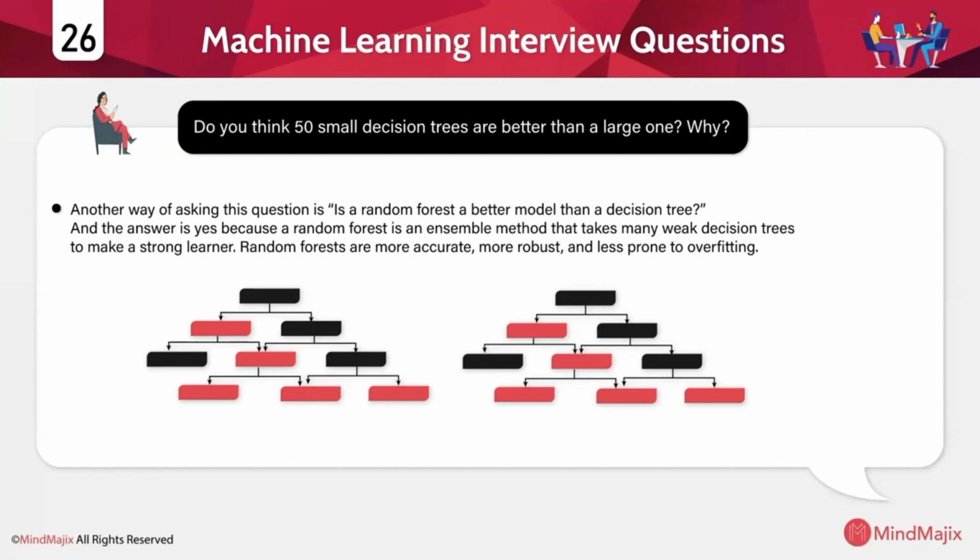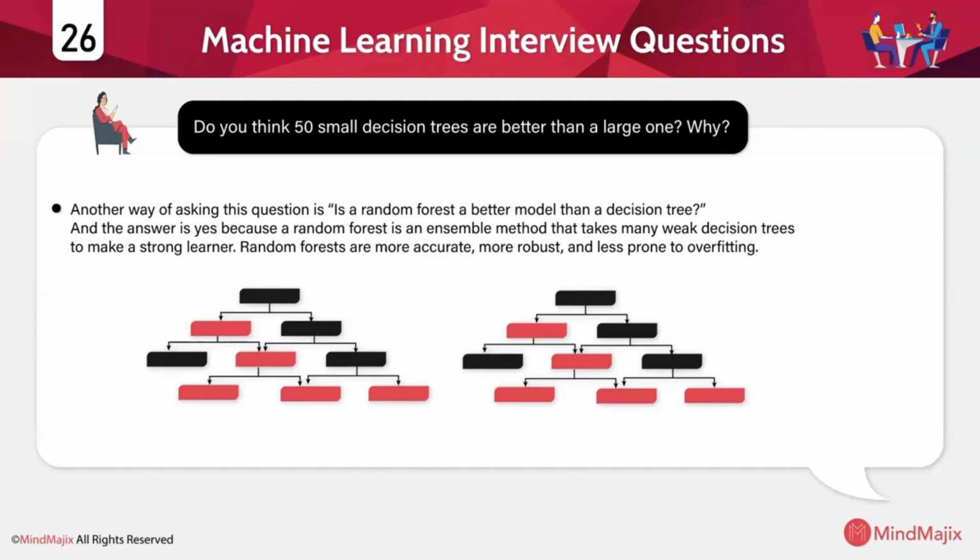Another way of asking is, is a random forest a better model than a decision tree? Because whenever they ask whether 50 small decision trees are better than a large one, the large one represents the random forest. So another question is random forest or decision tree, which is good? The correct answer is that the random forest is the better model as compared to the decision tree.